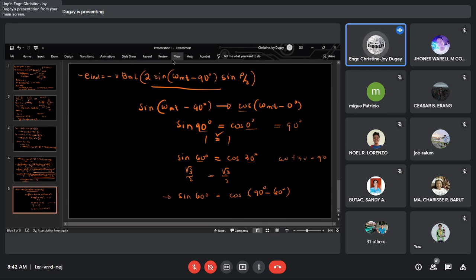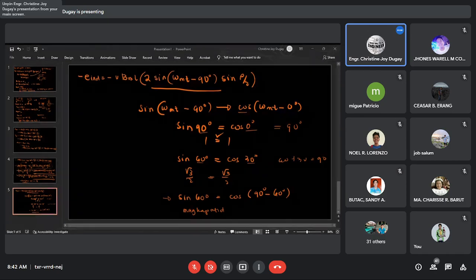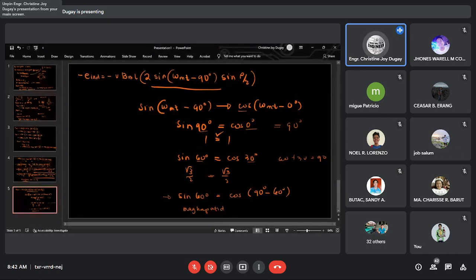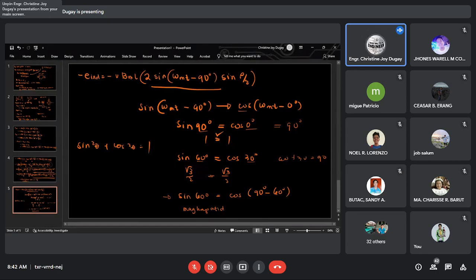Ang tawag dito is magkapatid sila. Yun po ang term kila sine tsaka si cosine. Pero kapag naka-square yan, ang alam ko mag-asawa sila, since sine squared theta plus cosine squared theta is equal to 1. Mga terms lang na pwede nyong tandaan para hindi kayo nawawala.